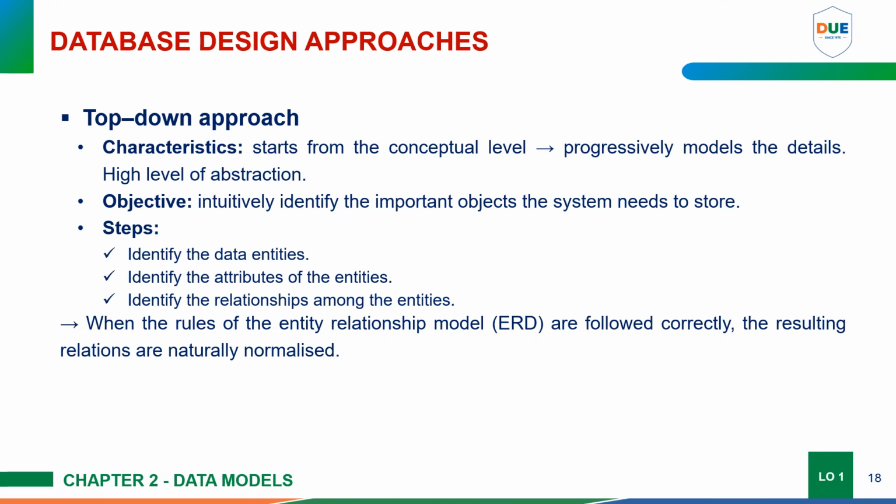Now that we've seen the life cycle, let's look at two broad approaches to database design. The first is the top-down approach. It starts at the conceptual level and gradually moves into more detail, focusing on the key objects the system needs to store. There are three main steps: identify the entities, identify their attributes, and then identify the relationships among them. When applied correctly, this approach naturally leads to a well-normalized database.